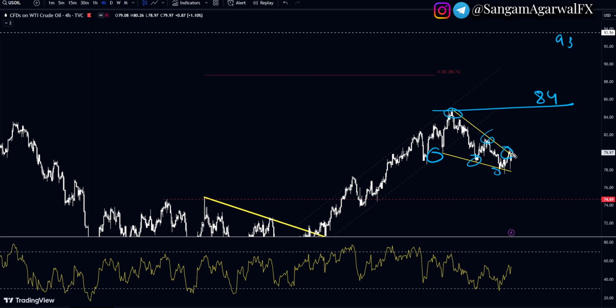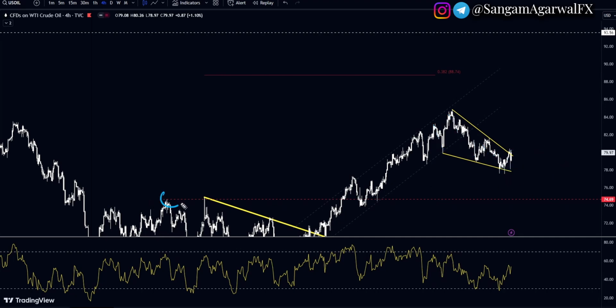But to buy oil, wait for a clear breakout of this upper trend line. Then you can buy retracement. Because if it is going up, then you have two entries. First retracement before 84, then retest after breakout. Because price is still making a triangle correction, breakout is not complete.